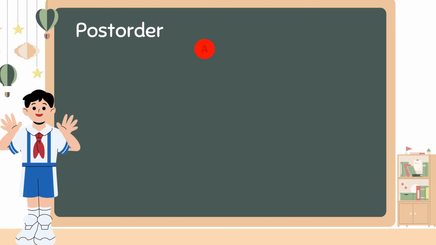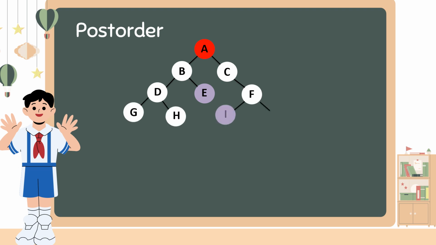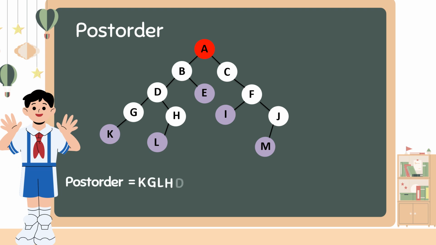Second is post-order. First visit the left subtree, second visit the right subtree, and third visit the root node. Example: K, Z, L, H, D, B, E, A, I, F, M, J, C. How is it useful? It is useful for deleting and freeing nodes of a tree, since child nodes are handled before parents.